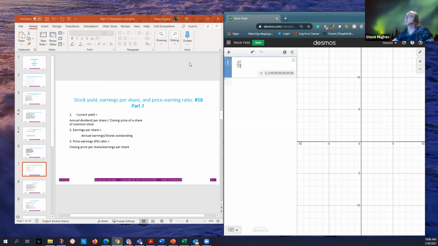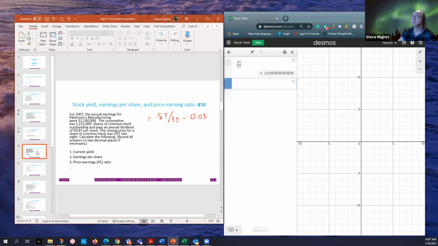All right, let's write it right over here. Equals 0.87 divided by 33 equals 0.03, rounded to 2 decimal places. All right, earnings per share equals the annual earnings divided by the shares outstanding. Let's go back up here. Next calculation.